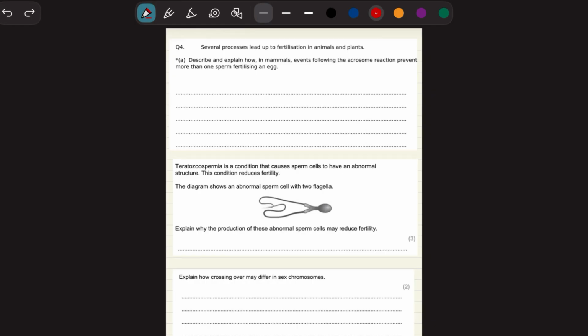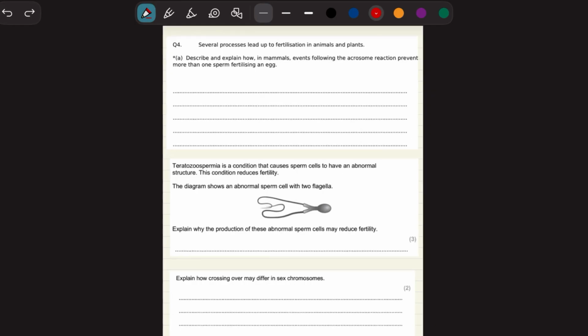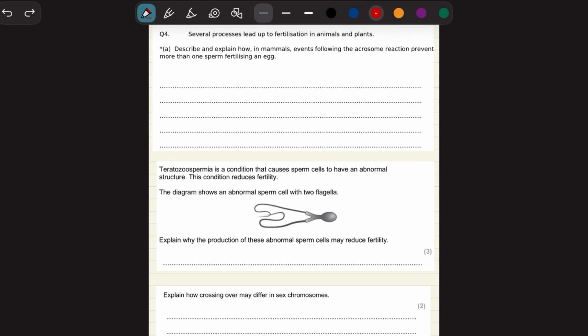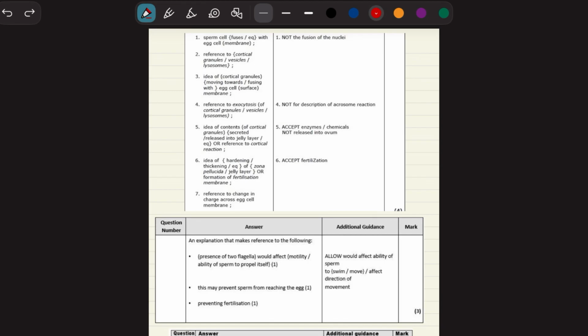Okay, this is quite content heavy, but we do have our questions, so you can see all 3 of them there. First one, you're discussing stages after the acrosome reaction. Then you're talking about why this sperm cell might reduce fertility, and then we're talking about crossing over. So, pause the video, have a go, and then we'll get into all the answers. Okay, let's run through some explanations.